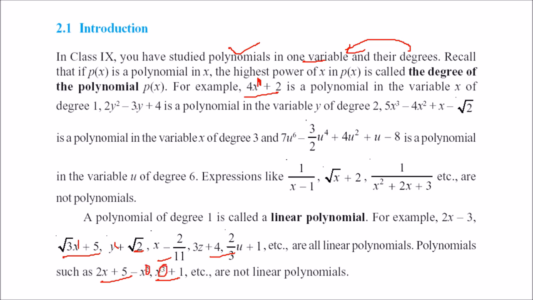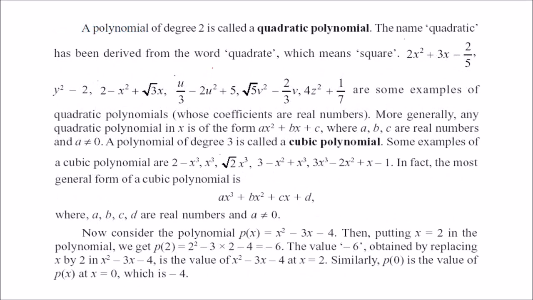What we discuss here is that 2y square minus 3y plus 4 is a polynomial of degree 2. This is a polynomial of degree 3. This is a polynomial of degree 6. And these expressions are not polynomials. They are not considered to be polynomials. So a polynomial with degree 1 is linear.